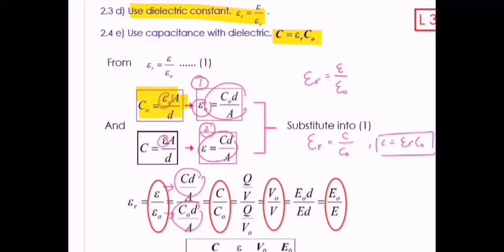If we continue substituting, since we know C equals Q over V, we get Q over V, and since the charges are constant, the charges cancel off each other and we are left with V naught over V. And since V equals ED, we can again substitute V equals ED here, and since the distance is constant, it cancels off and we get E naught over E.